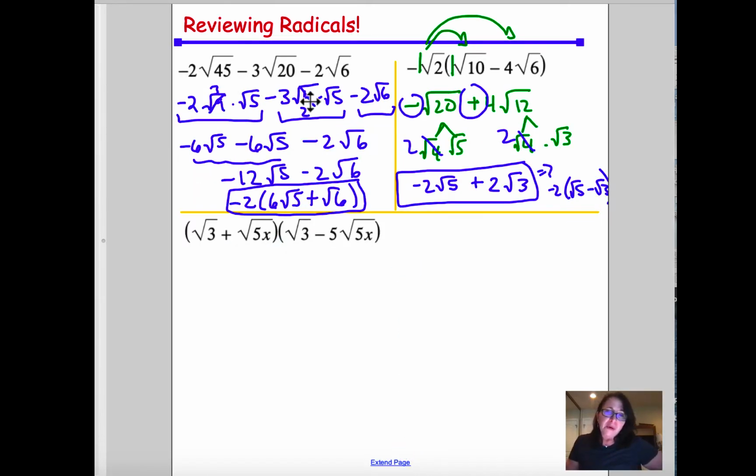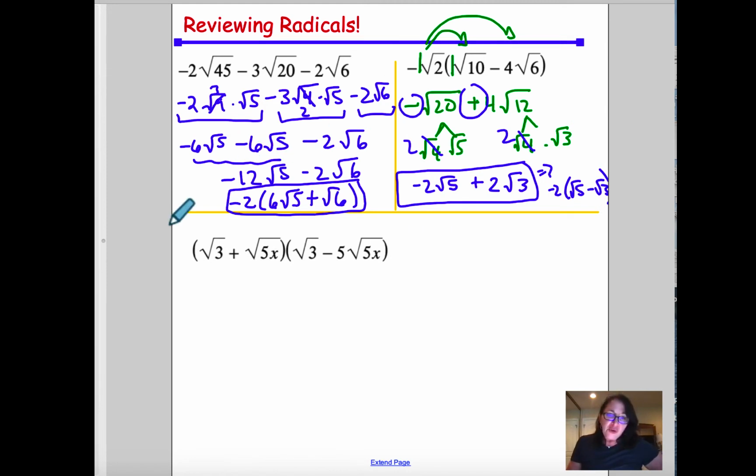For this last problem, we are going to FOIL. And again, just some practice with foiling. You want to make sure that you can multiply numbers with numbers, roots with roots, etc. So we're going to have root 3 times root 3. That's 3. Then we're going to go outer, first outer, inside last. So root 3 times the last bit, which is going to be negative 5 times the square root of 15x.